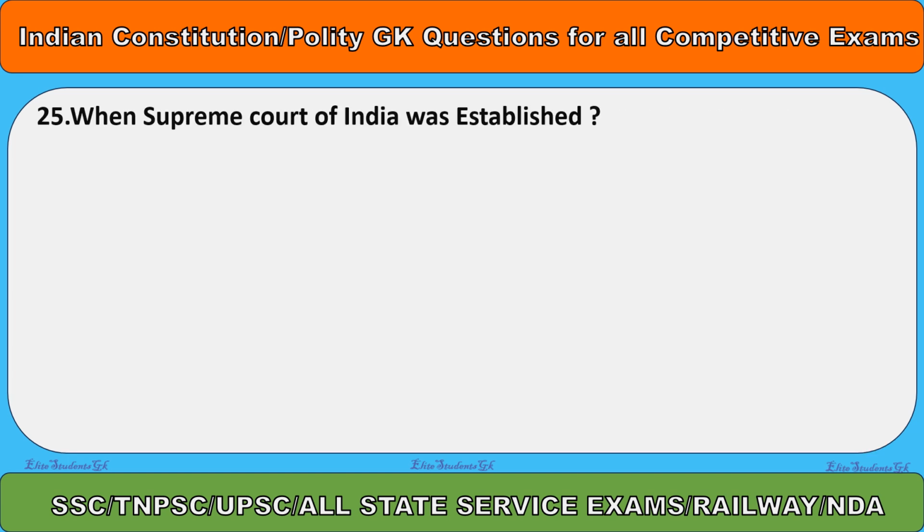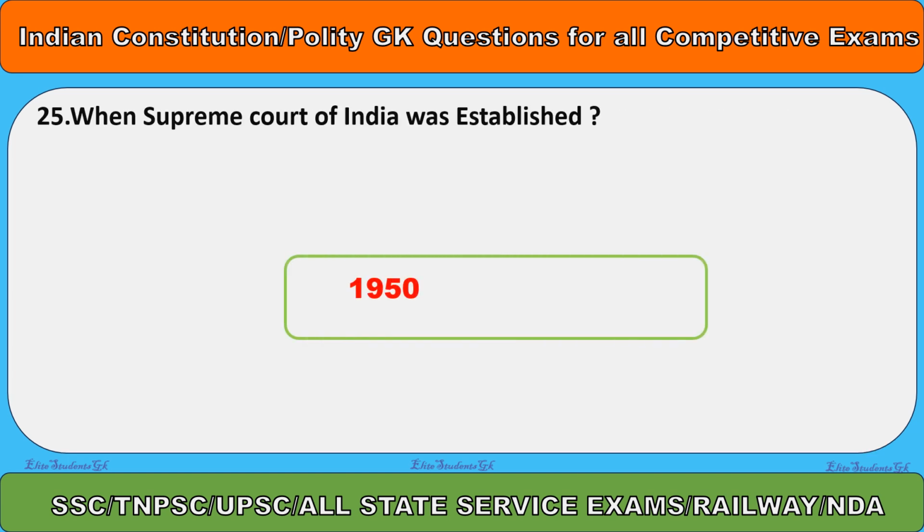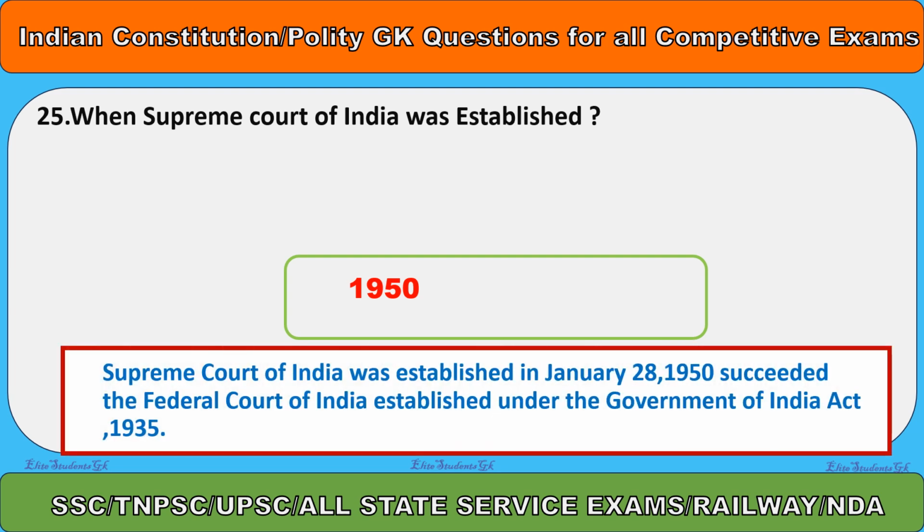When was the Supreme Court of India established? In 1950. The Supreme Court of India was established on January 28, 1950, succeeding the Federal Court of India established under the Government of India Act 1935.